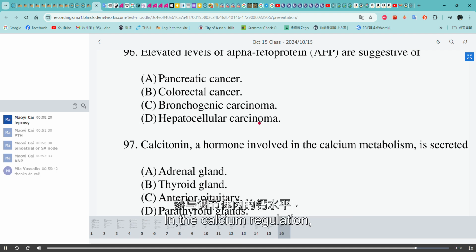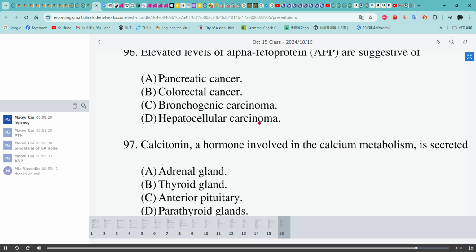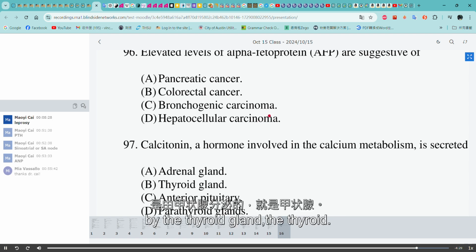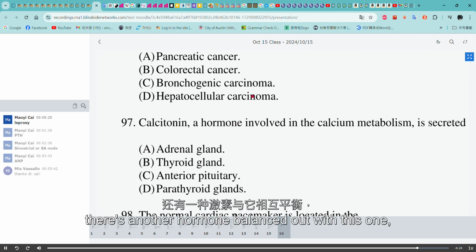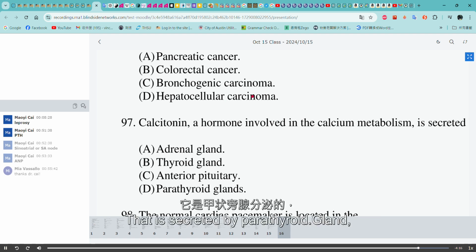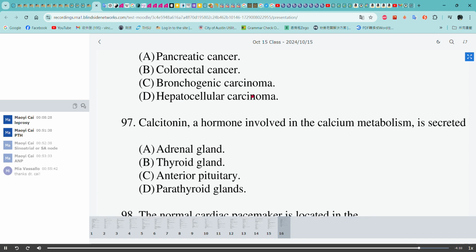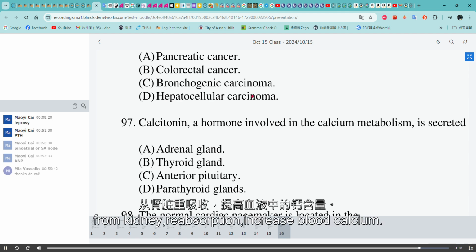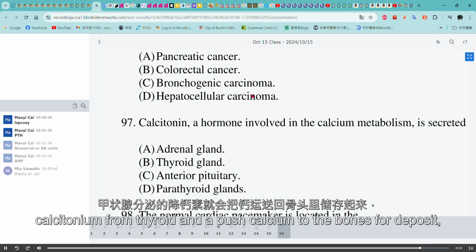97, calcitonin, which is a hormone, right? In the calcium regulation, particularly when blood calcium is high, it switches the calcium all the way to the bones. But this hormone is secreted by what? By the thyroid gland. But don't forget, there's another hormone balanced out with this one. It's called PTH, a parathyroid hormone, secreted by the parathyroid gland. When the blood calcium is low, PTH is released to mobilize calcium from the bone, absorb from the intestine, and reabsorb from the kidney, increasing blood calcium. But when the blood calcium is high, calcitonin from the thyroid pushes calcium to the bones for deposit.